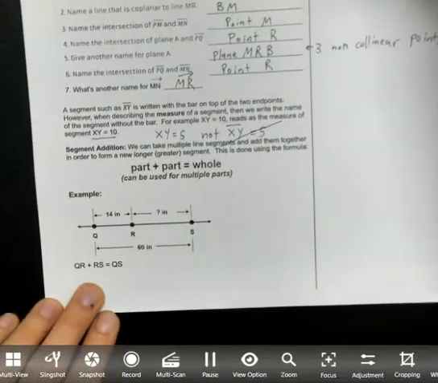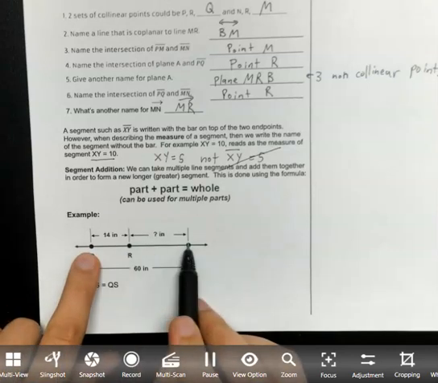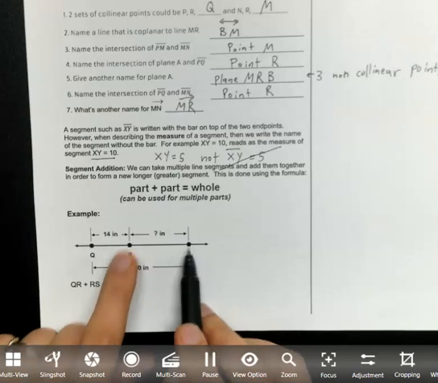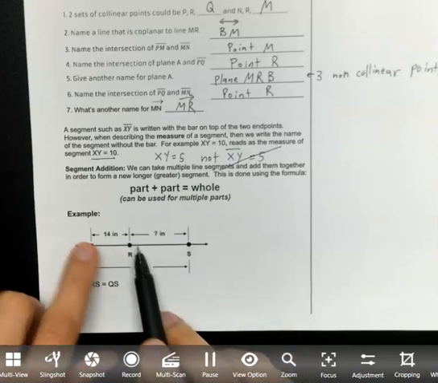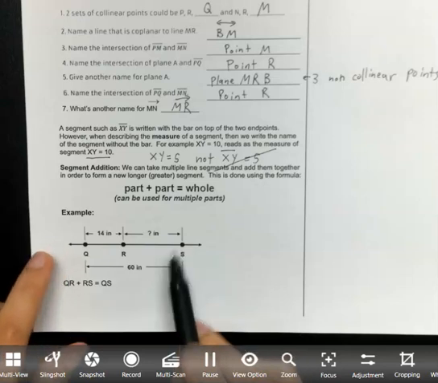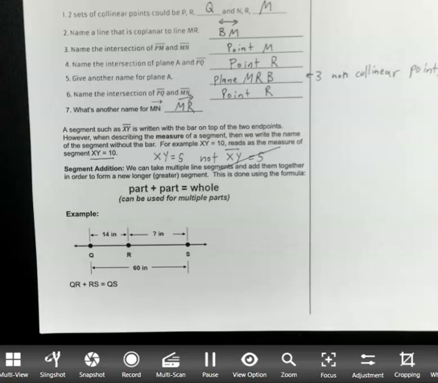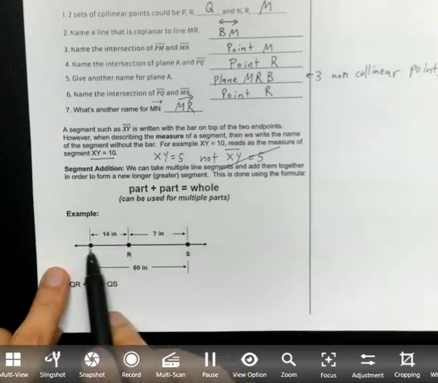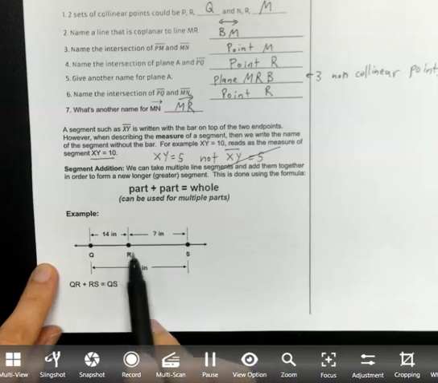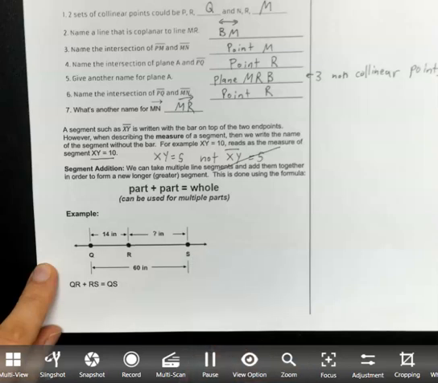All right, next, segment addition. Segment addition means that my segment right here has this part and this part. I can take these 2 parts and add them together to create this whole segment that we see. It's kind of self-explanatory. So the way it works out is QR, this part right here, plus RS, this part right here, is equal to QS, this whole segment here.